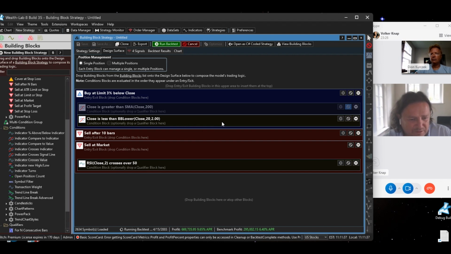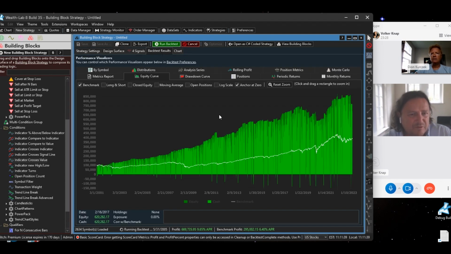All right, here we go. Let's see what we get. Let's look probably at the change in the equity curve here as we cycle through all of those 2,600 symbols again, one more time, one more backtest of Rayner's idea here.